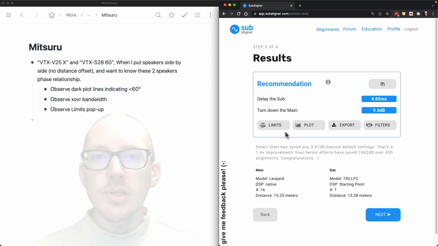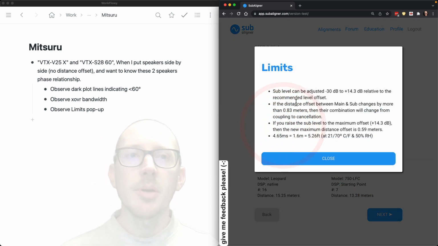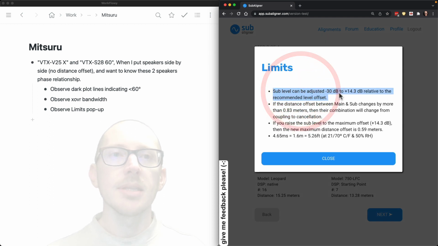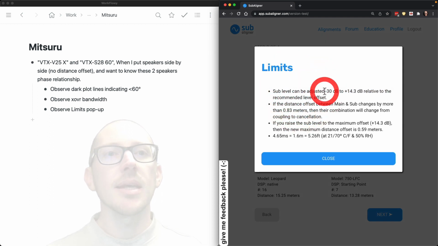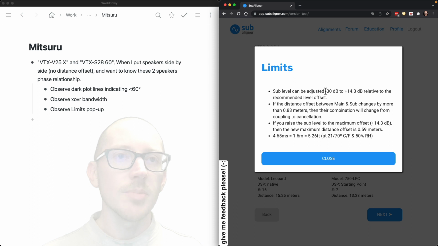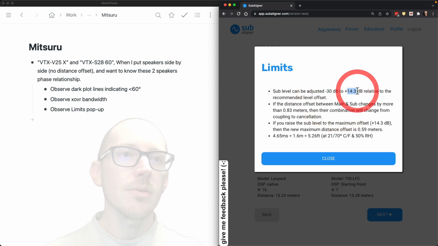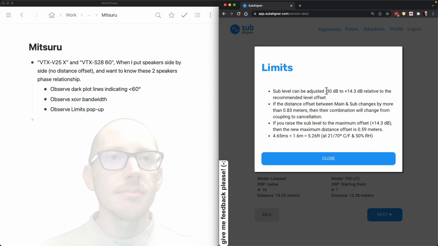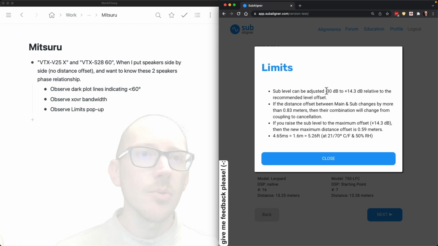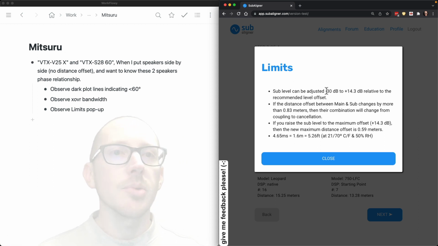And the last thing that I wanted to share with you is the limits pop-up. If you open the limits pop-up, this very first line says something like, hey, you can turn the sub down 30 dB, you can turn it up 14.3 and you'll be totally fine. So you can do your alignment and still adjust the sub level for the rest of the day if you want to, without going out of alignment, without having any problems. And being able to adjust it by 44 dB total, that's amazing, right?